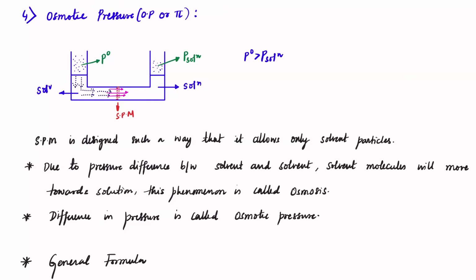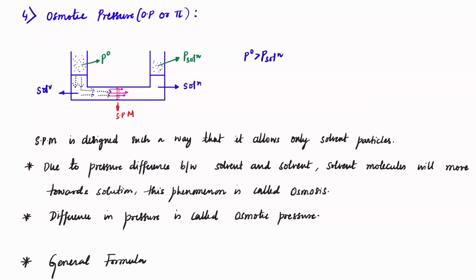To figure out osmotic pressure, we require two liquids. One side, we should have only solvent, and the other side, we should have only solution. Both of them should be separated by a semi-permeable membrane. The semi-permeable membrane is usually made up of cellulose, parchment paper, those kinds of material. So a semi-permeable membrane should be present between these two liquids.